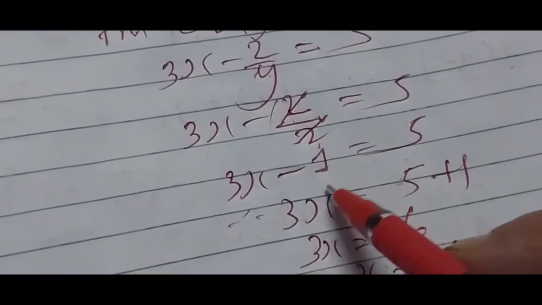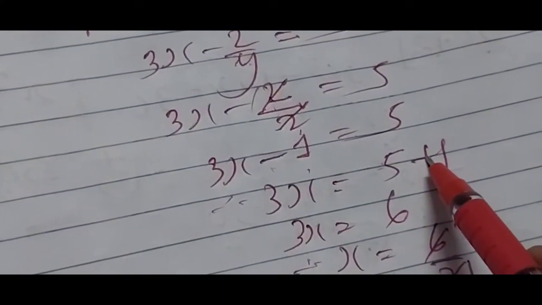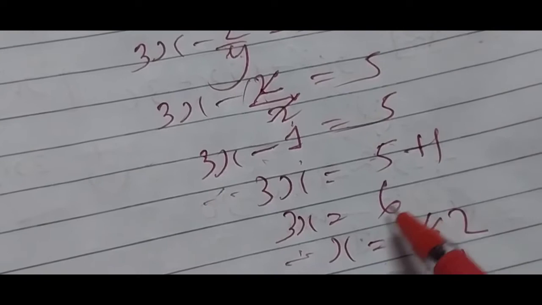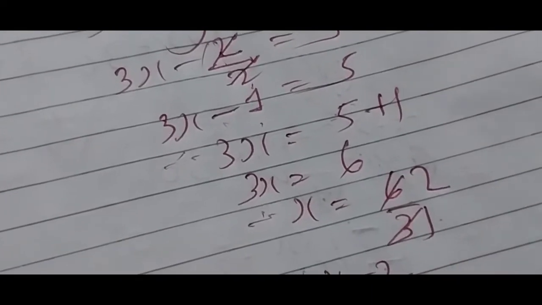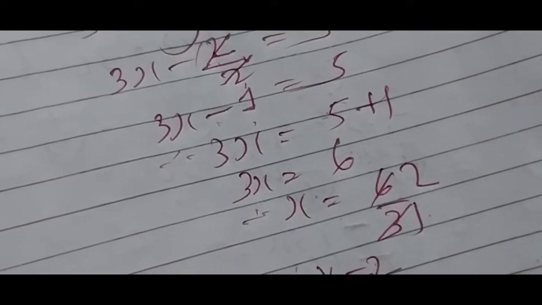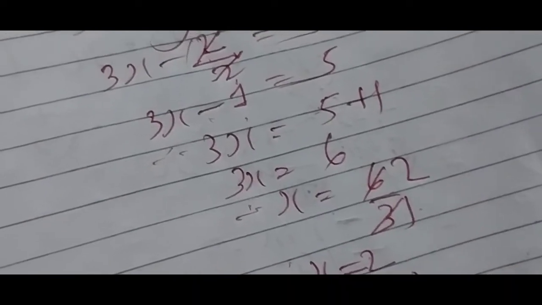3x, the value of y is 2, 2 we can cancel, 1 only. Then 1 goes here, plus 1. Then 5 plus 1 is 6. Then 3 goes down, 3 ones are 3, 3 twos are 6. The value of x is 2. Therefore x equals y equals 2. This is the final answer.